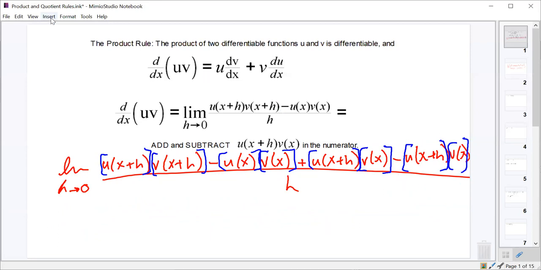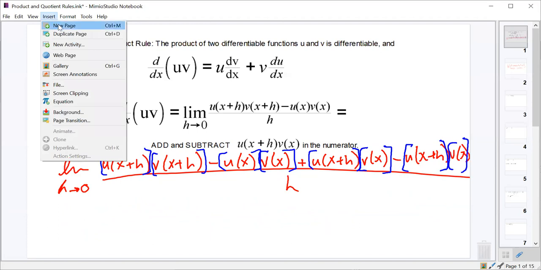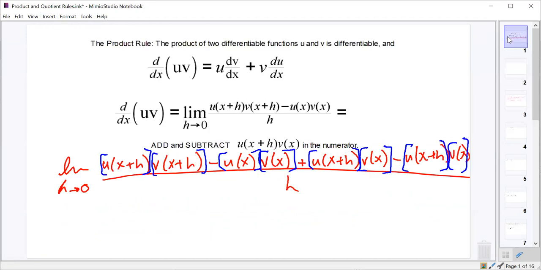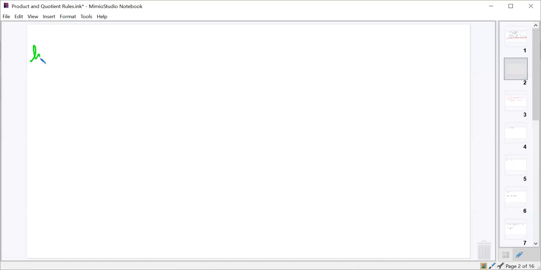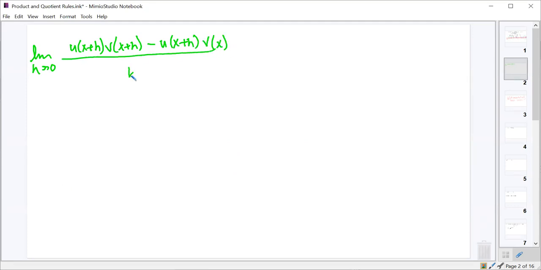I'm going to do this on a new page so we have some more room. I'm going to take this first term and this last term, and I'm going to group them together as their own limit. So we're going to have the limit as h approaches 0 of U of x plus h, V of x plus h, minus, and what are we subtracting there? It's a U of x plus h times a V of x, right? All over h.